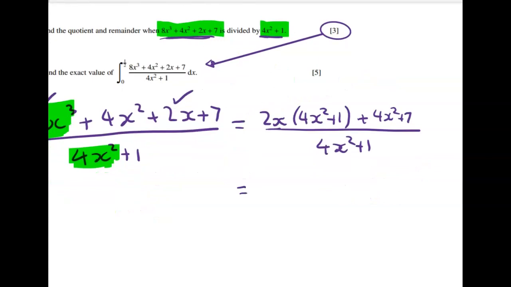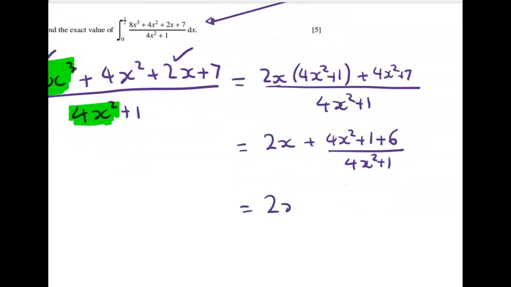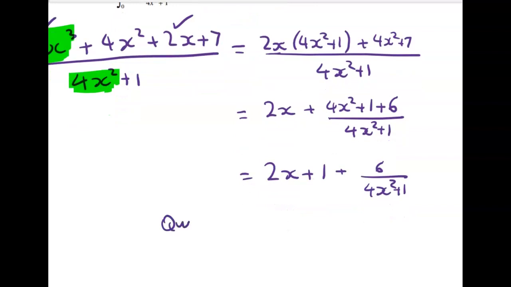So you can see that for this first term we've got 2x, and now I've got plus 4x squared plus 1 plus 6, divided by 4x squared plus 1. So all up, what do we have? Well, we've got 2x plus 1 plus 6 over 4x squared plus 1. So my quotient is 2x plus 1, and my remainder is 6, right? This top line here.